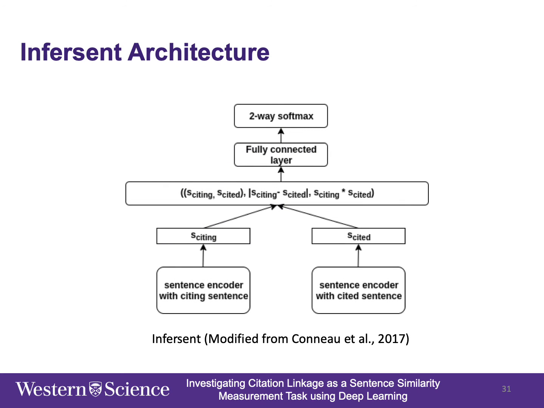This is the core of the InferSent architecture. This is a Siamese architecture, so both the encoders for the citing and the cited sentence are identical in terms of both architecture design and hyperparameter settings. Both the citing and the cited sentences are fed to the encoder portion, which generates one sentence representation each. Then these representations are concatenated, subtracted, and pointwise multiplied, and finally all these three features are concatenated again to generate the final feature representation, which is fed to the following fully connected layer, and finally a 2-way softmax is used for the classification task.